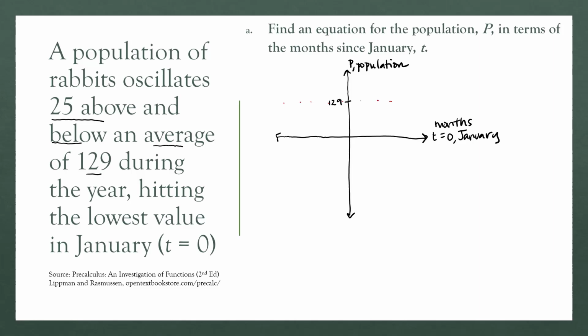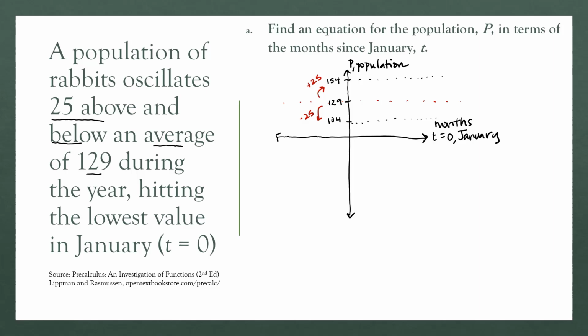So 129 is my average, and then if I go 25 above and 25 below, I see the highs and the lows. So if I take 129 and I add it to 25, what does that put me at? That puts me at 154, I think. And if I go 25 below, that would put me at 104. So I know that my highest rabbit population will be 154 and my lowest will be 104.